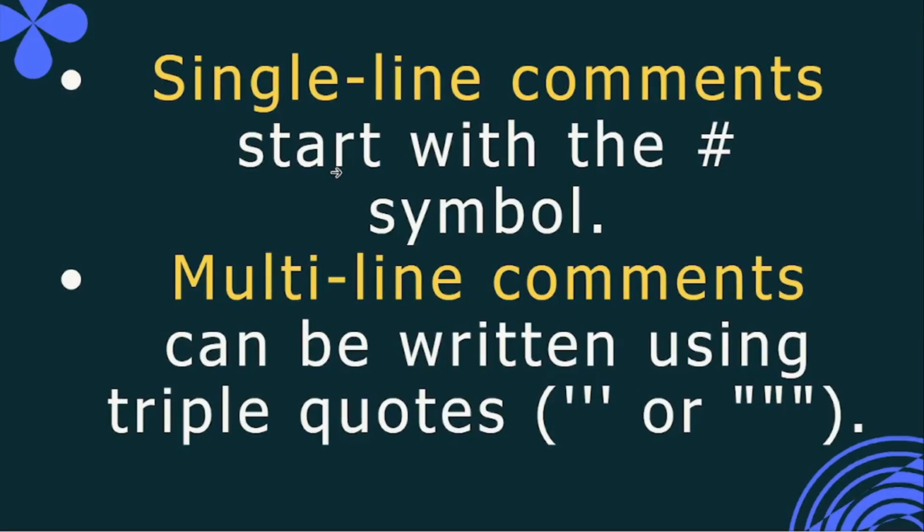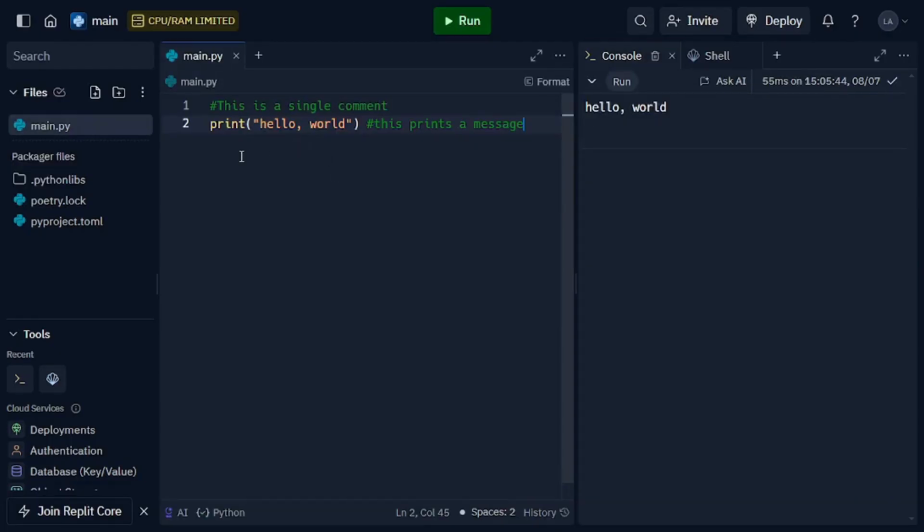Multi-line comments. These comments can be written using triple quotes. Let us see these examples. This is a multi-line comment. It spans multiple lines. These lines won't be executed as it is commented.